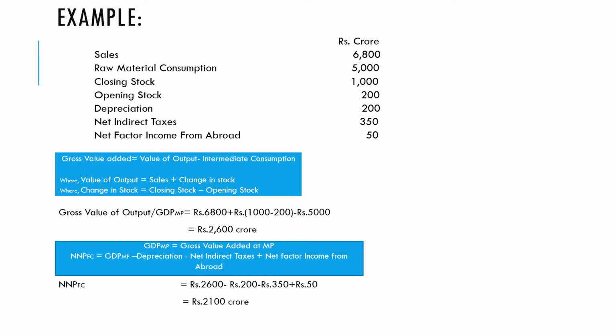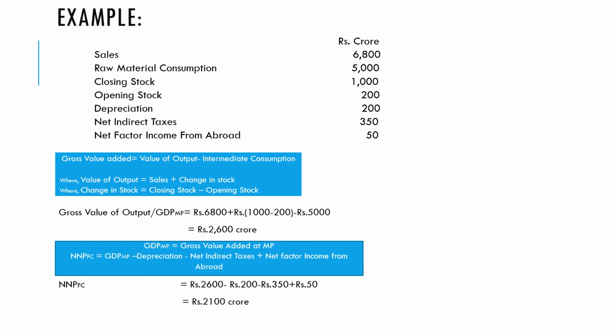Let's take an example. Look at the data provided for a company. You are given sales, raw material consumption, closing stock, opening stock, depreciation, net indirect taxes, and net factor income from abroad. The formula for calculating gross value added, or GDP at market price, is value of output minus intermediate consumption. Here, the value of output will be calculated as sales plus change in stock. We are given the sales figure and change in stock, which is closing stock minus opening stock.